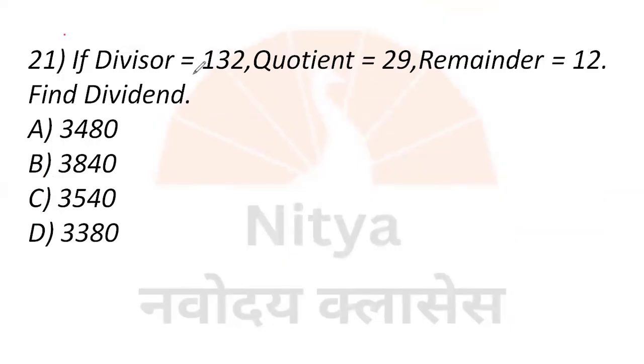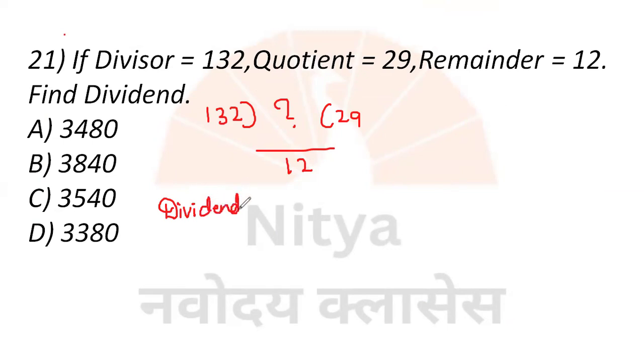Twenty-one. If divisor equal to 132, quotient is 29, remainder is 12, find the dividend. Okay, here we have to find the dividend. They are given divisor 132 and the quotient is 29 and the remainder is 12. So what is the dividend? So dividend equal to divisor into quotient plus remainder. So divisor is 132 and quotient is 29 plus remainder.